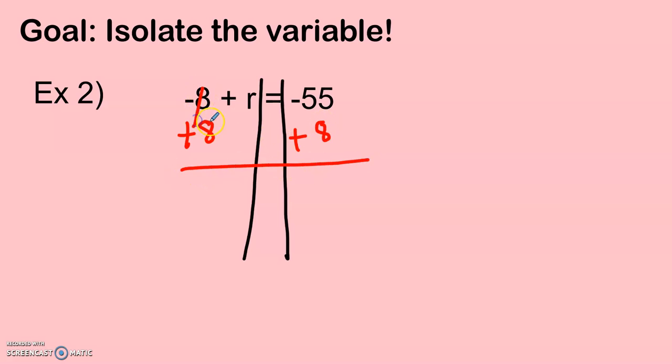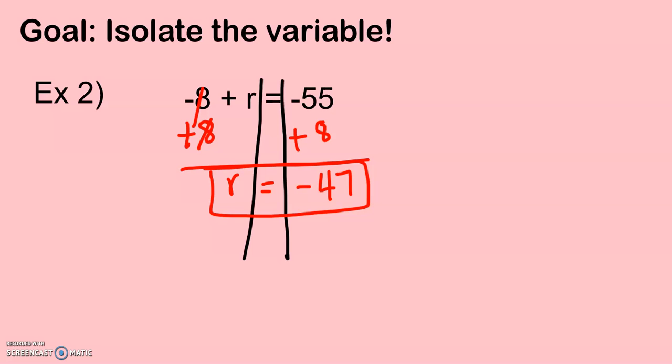On the left, our 8's will cancel out, leaving us with r. Bring down our equal sign. And in my calculator, I'm going to type in exactly what I see. So negative 55 plus 8 is negative 47. r equals negative 47. So that is the final answer.